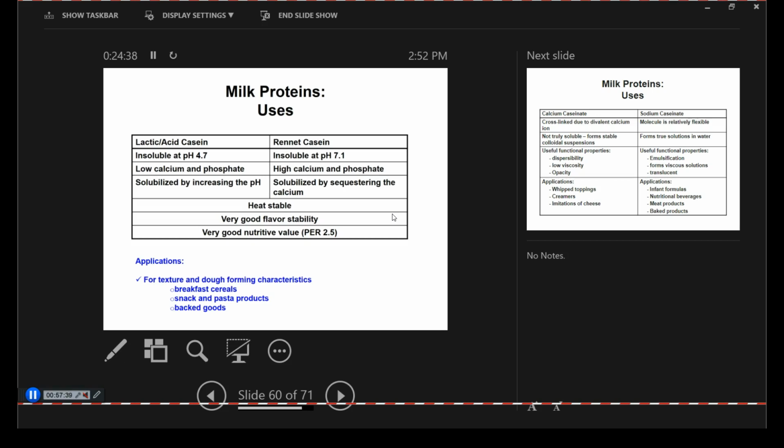They have good flavor stability, very good nutritive value. They have a high PER, protein efficiency ratio. So if we look at PDCAAS, they have a PDCAAS of 1. So uses, texture, and dough forming characteristics. They can be added to breakfast cereal to enhance the protein content, snacks, pasta products, baked goods.